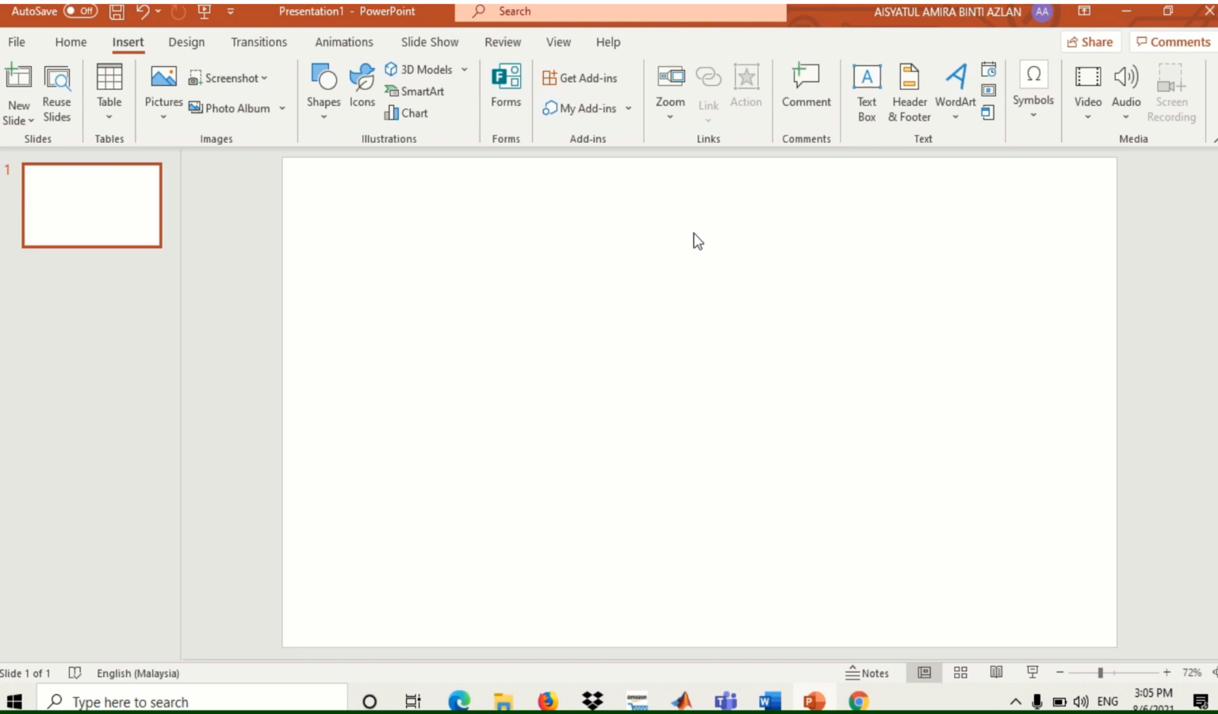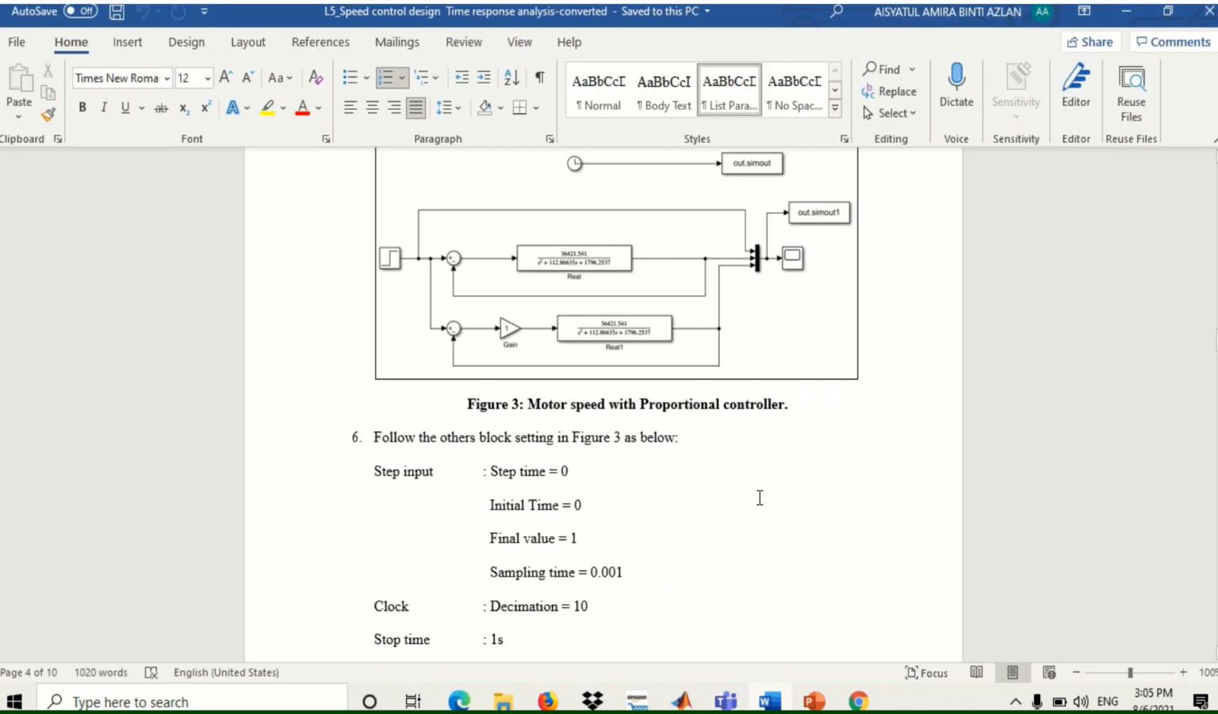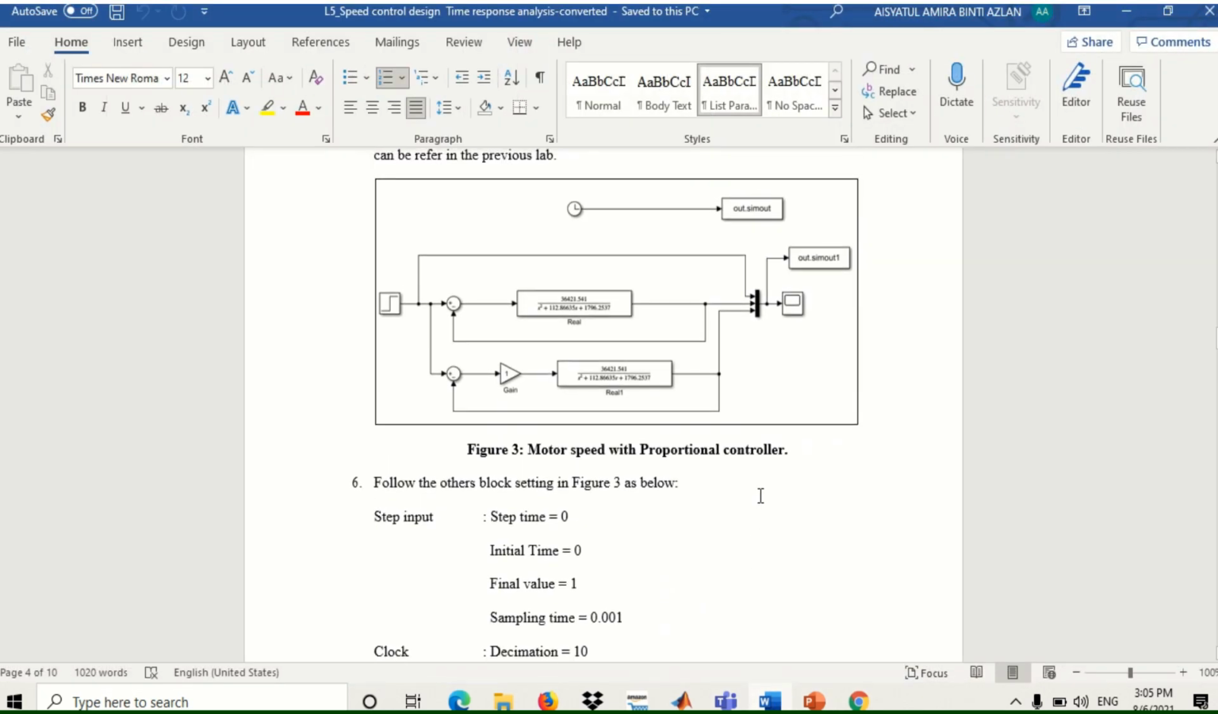B0819100060. I want to share about my simulation on lab 5 about motor speed for part 1. From the lab that we can see here, this lab is almost the same as the previous lab that we have done, but in this lab we just add a gain block in front of the real system transfer function block as a proportional controller.